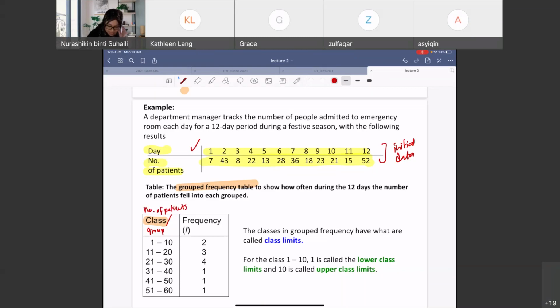7 and 8. Wait, you are better at explaining. Number of patients? You mean the class? Yes, the class group is actually the number of patients in a day. It's just that we collect the data over a 12-day period. It's basically the time frame. But in this class group, we're trying to sort it as number of patients in a day. So therefore the frequency in the end should add up to 12.